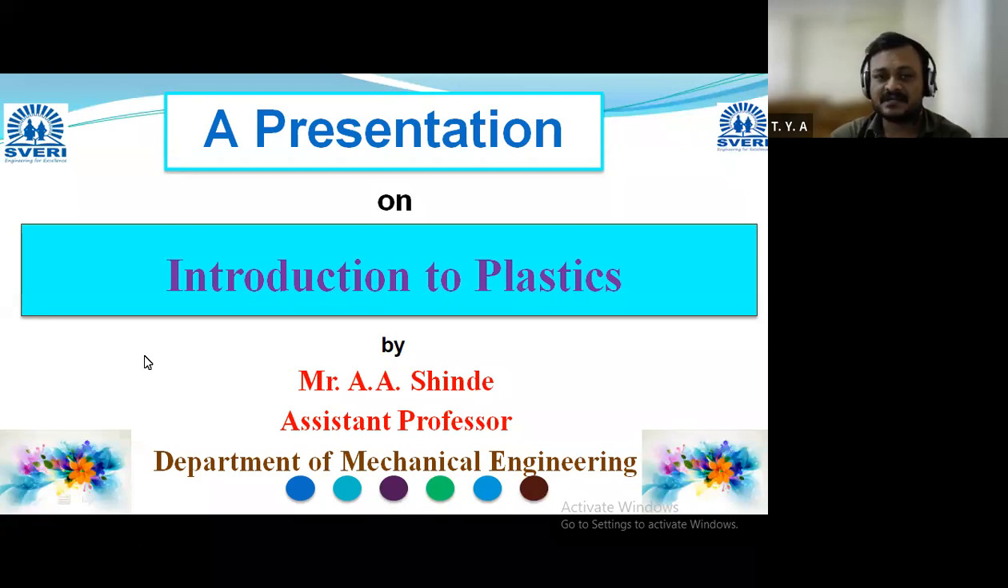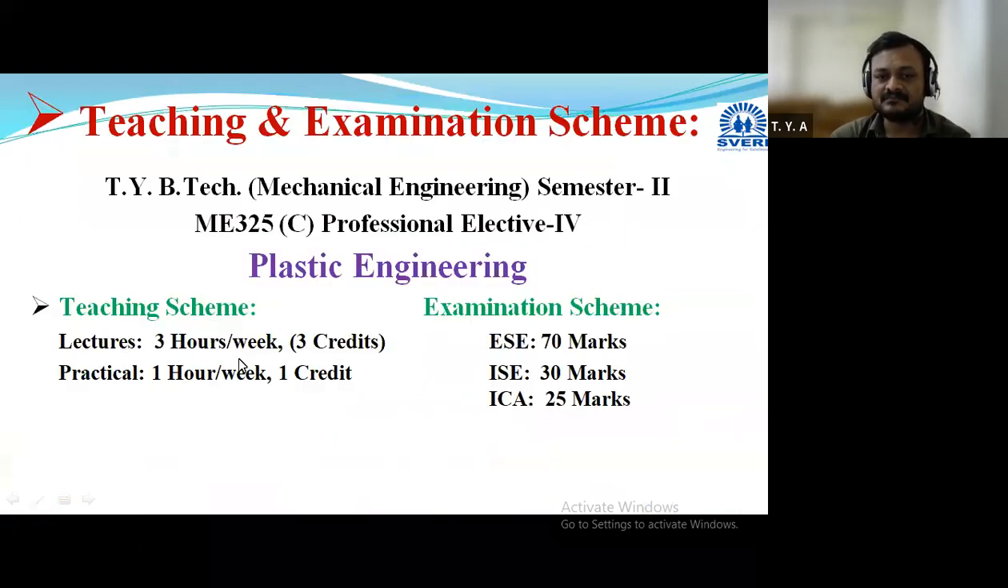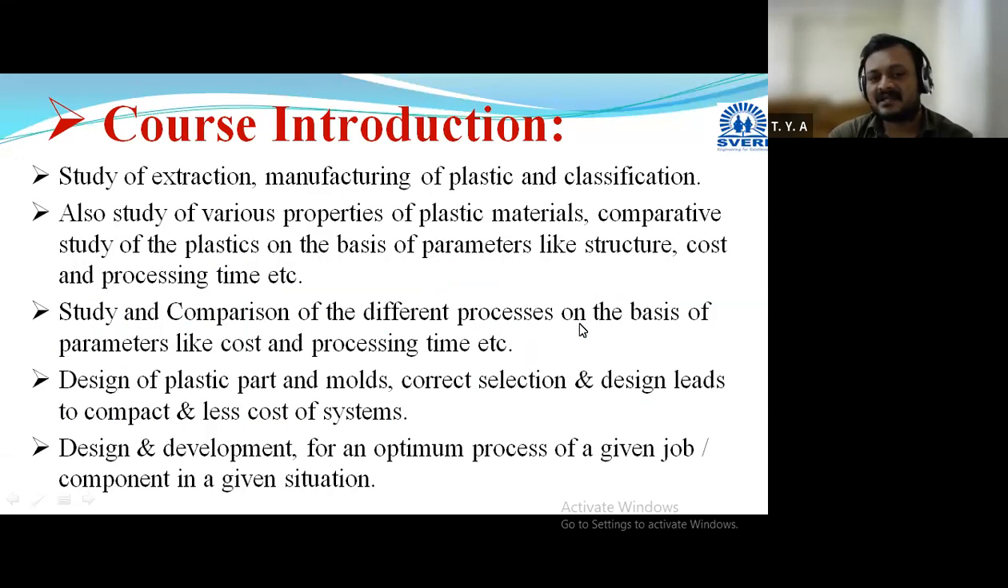In the previous session, we have discussed this part. There is syllabus content. How many chapters are there? In that, I have given this course introduction. What are the actual contents, or what we are going to discuss in this plastic engineering subject?